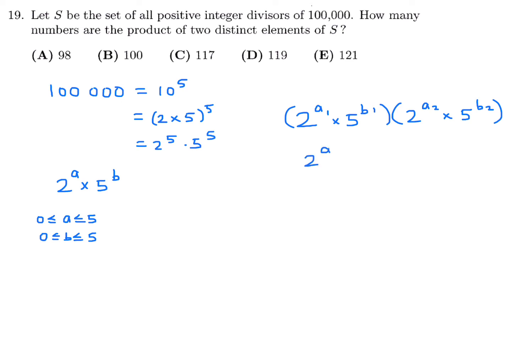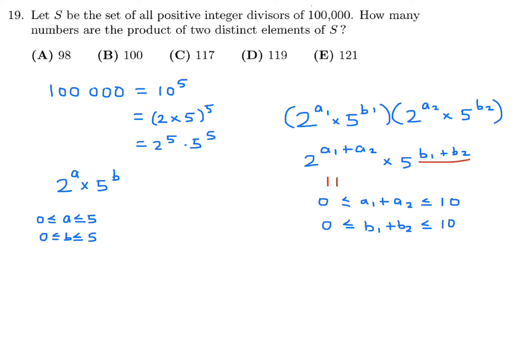Now if you combine these, it'll be 2 to the power of A1 plus A2, times 5 to the power of B1 plus B2. And A1 plus A2, if you look at this right here, the minimum it could be is 0, and the maximum it could be is 10, right? And same thing with B1 plus B2, the minimum and maximum are 0 and 10. So the number of possible values for A1 plus A2 look like 0, 1, 2, all the way up to 10. So we have 11 possible values for this.